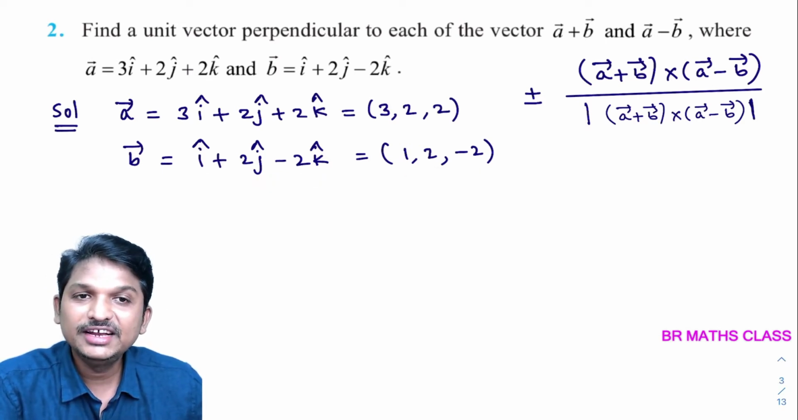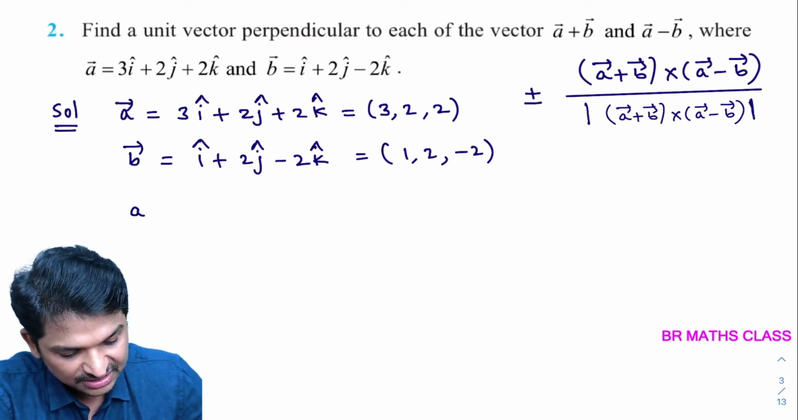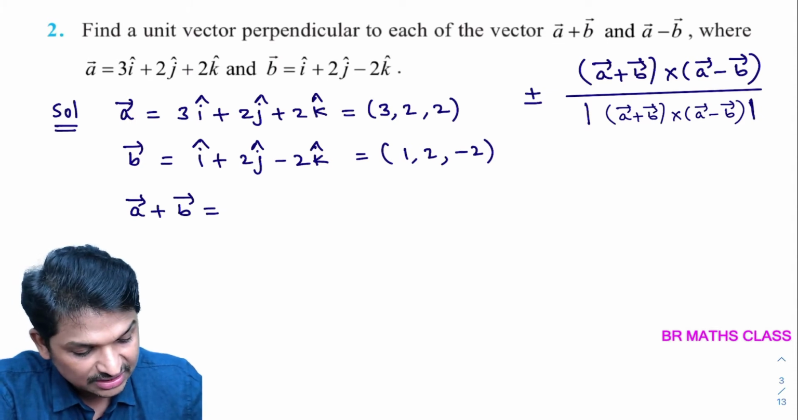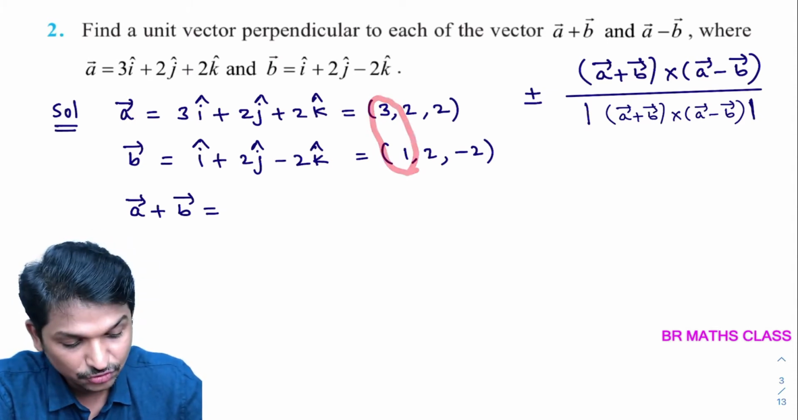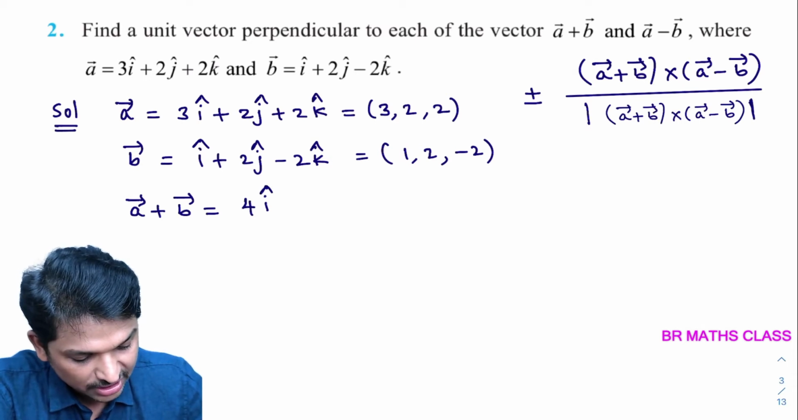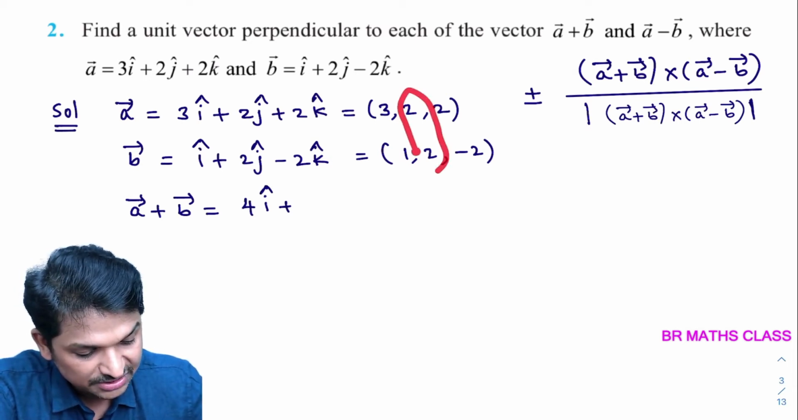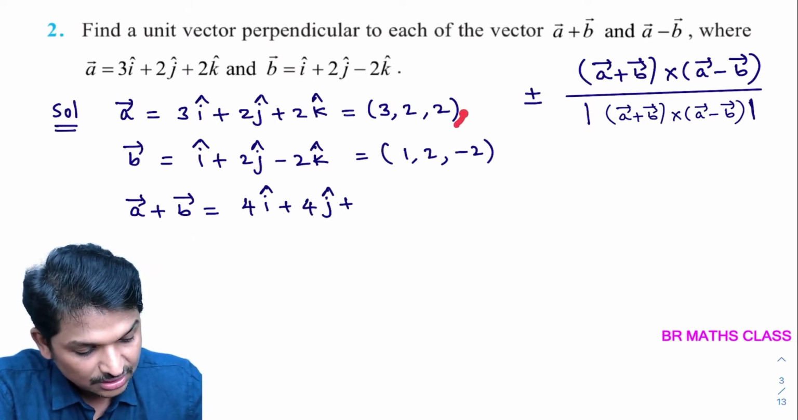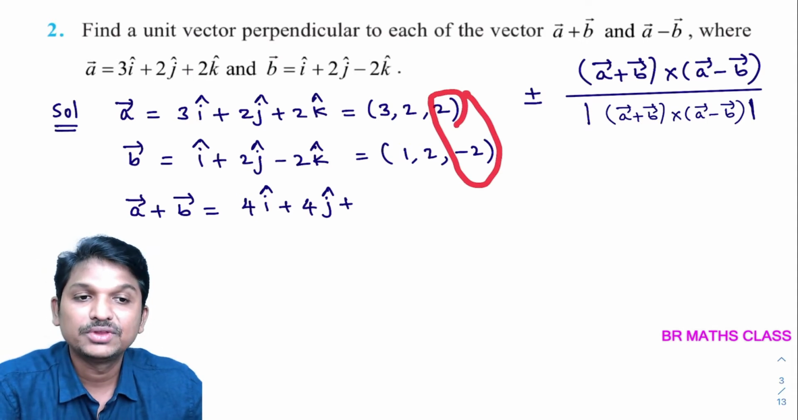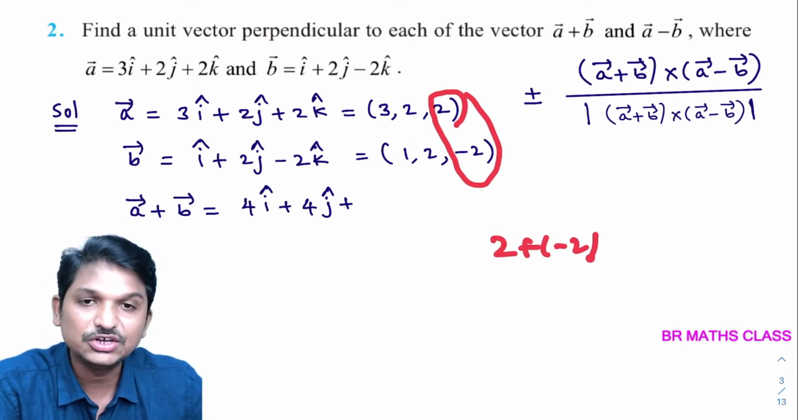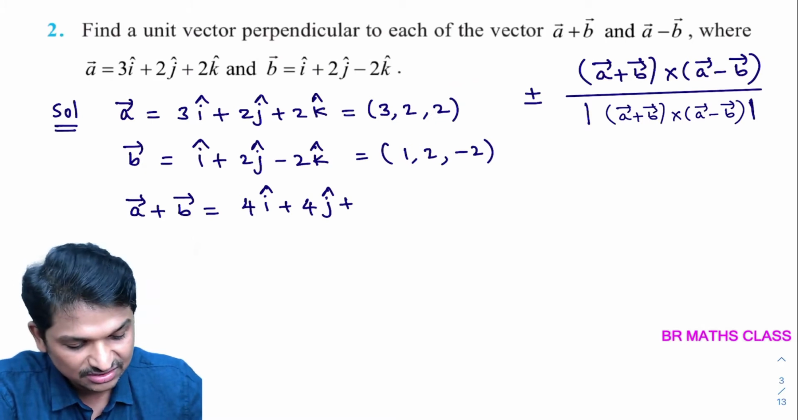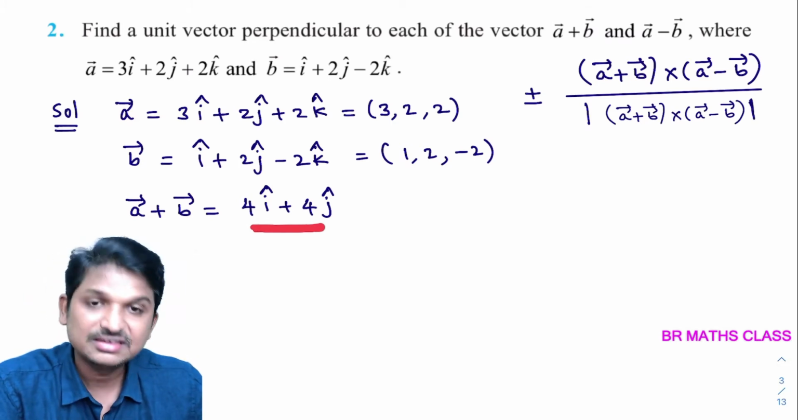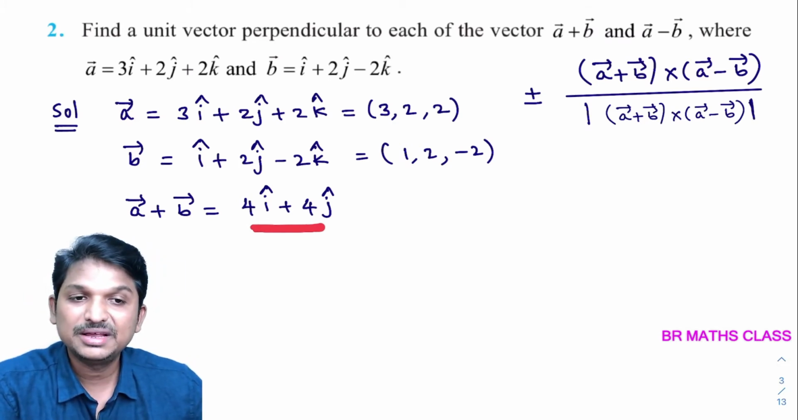Now I need A bar plus B bar. A bar plus B bar is nothing but addition of these two vectors. Add these two vectors, what you will get? 3 plus 1, 4 i cap, plus 2 plus 2, 4 j cap, plus 2 plus of minus 2 is 0, that is 0 into k cap, no need to write. So here A bar plus B bar is 4 i cap plus 4 j cap.